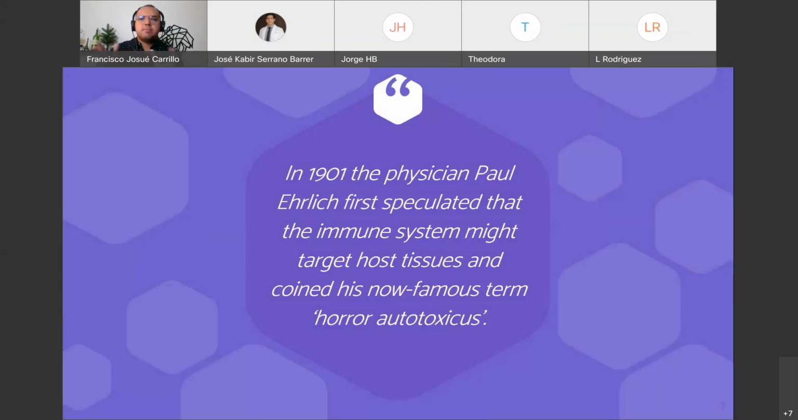It's been a century since in 1901 the physician Paul Ehrlich first speculated that the immune system might target host tissues and try to attack them as strange. And he coined his now famous term, the horror autotoxicus. I believe that Ehrlich never could imagine what we know right now about this fear that he had about the horror autotoxicus, and that now we describe and know as autoimmunity.